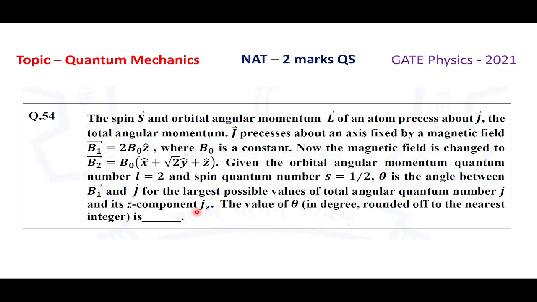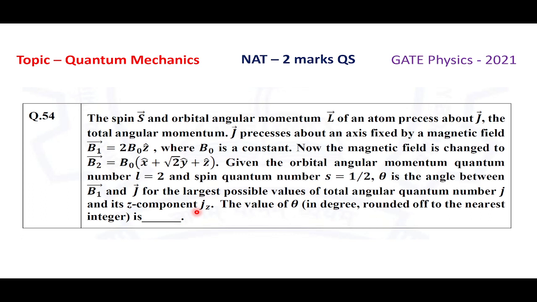Then the magnetic field is changed, and you have to find the angle for the second case. Why find the first angle? Because if you are changing B1 to B2, your z component of j will be aligned to the B2 axis. If you can find the angle between B1 and B2, then you just add those two things, because initially you know the angle between B1 and j. Then just add them up and you will get your answer.